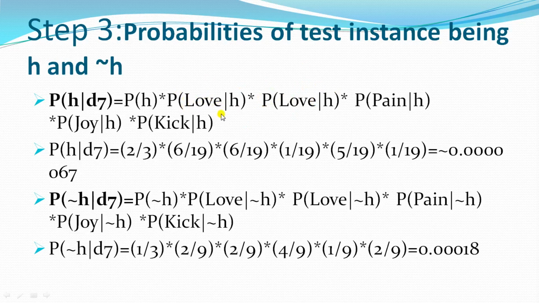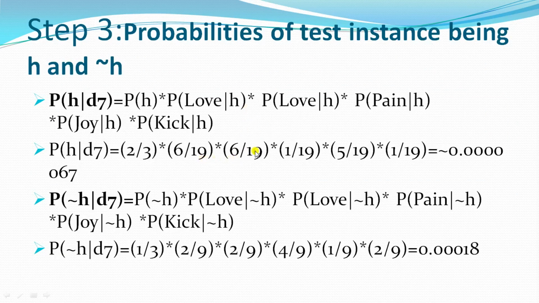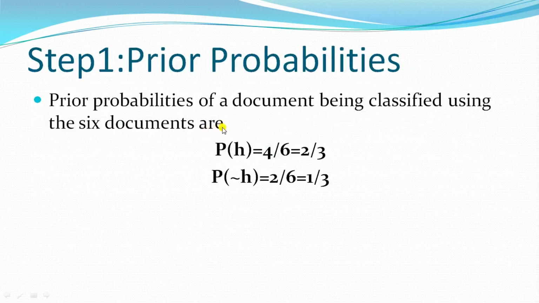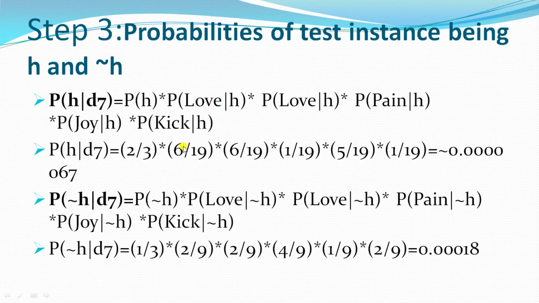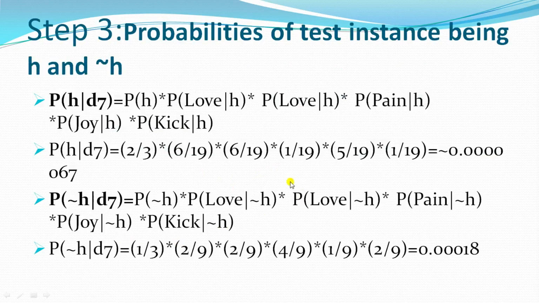So P of love given H into P of love given H. That is the value of P of love in my step 2, you can see here, it's 6 by 19. 6 by 19 into 6 by 19 into P of pain is 1 by 19 into P of joy is 5 by 19. Sorry, throughout I told 9, sorry for that. It's 19. 6 by 19, 6 by 19 into 1 by 19 into joy. It is 5 by 19. Then kick.